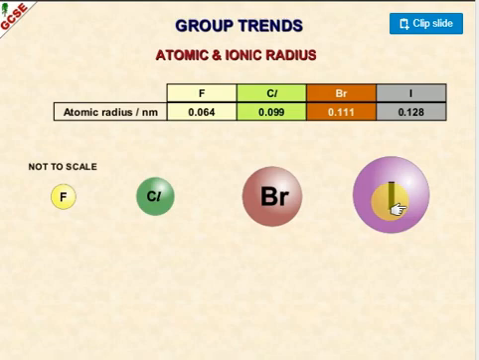These are the general physical properties of the halogens. Let's start with the chemical properties of halogens in detail.